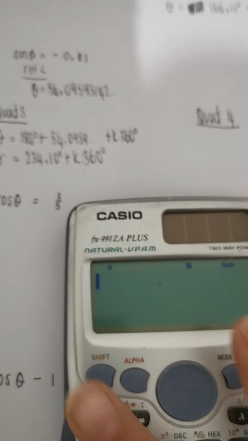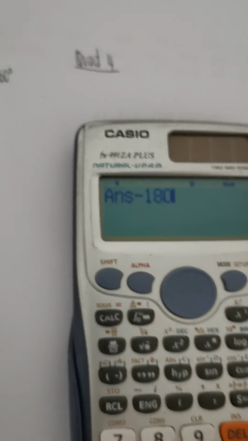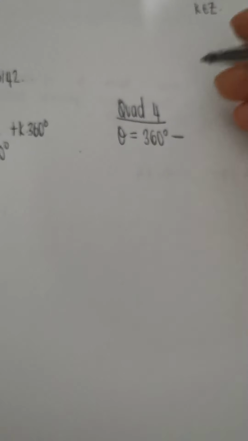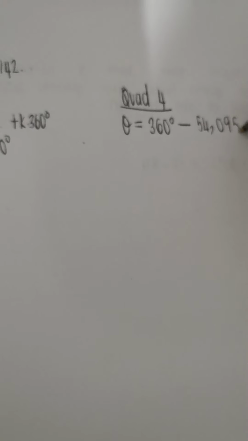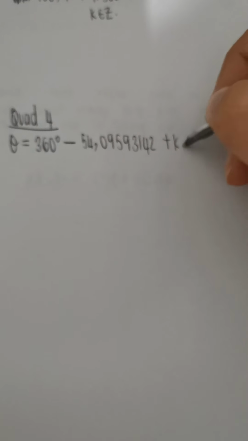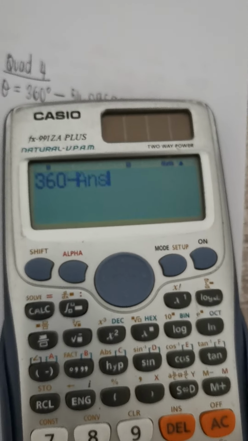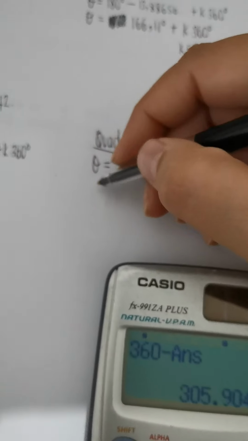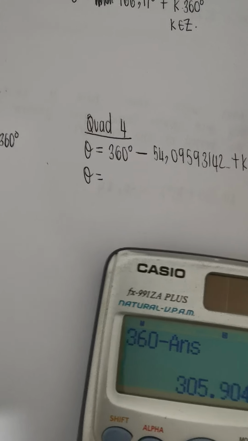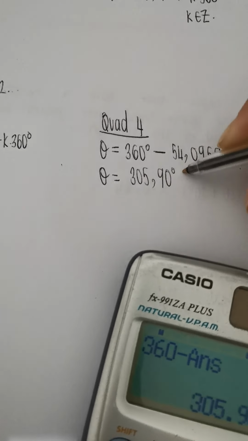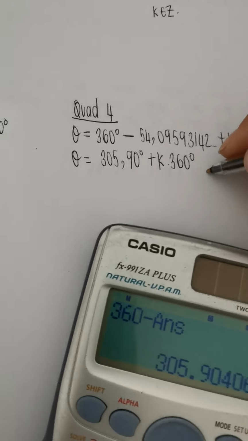360. And on this side here in quadrant, I'm just getting back to our 54, right? In quadrant 4, we know that our reduction is 360 degrees minus whatever is on this side here, our reference angle. 34.09. And there we go, we're done. That's our general solution.